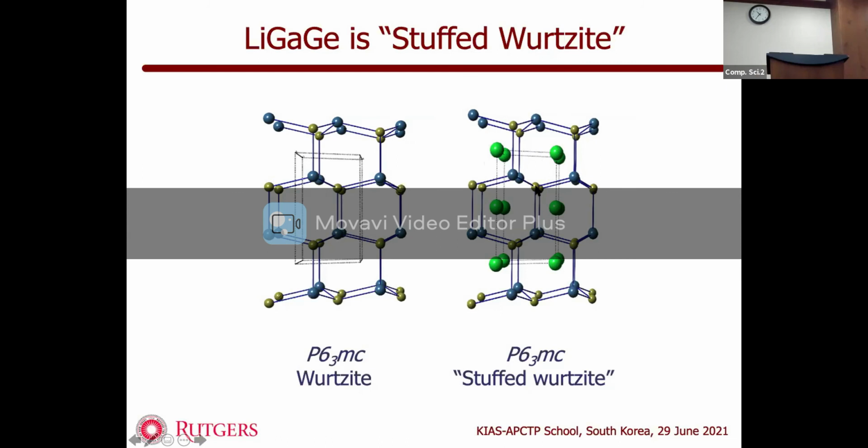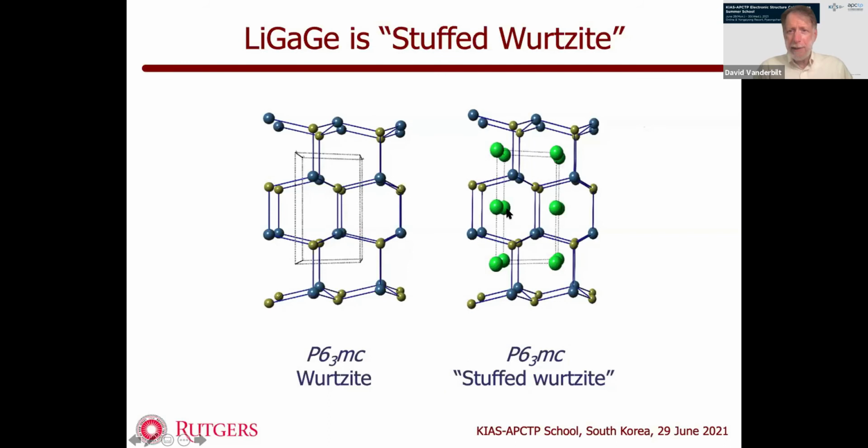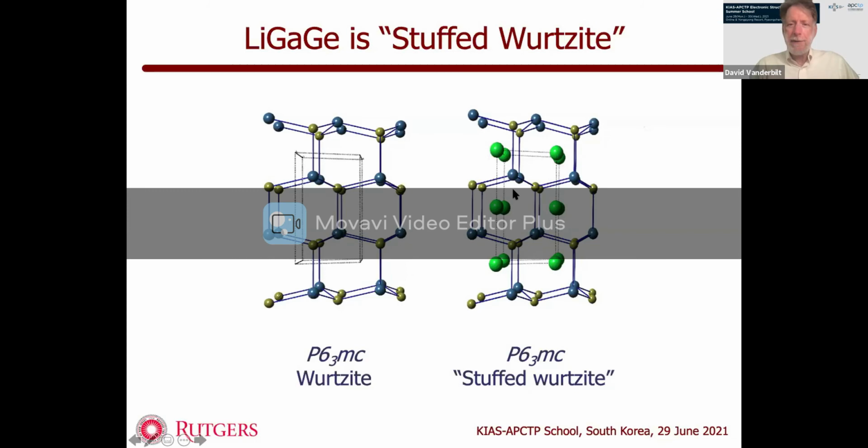And in many of these, the buckling is weaker so that it becomes possible to reverse the buckling by an external electric field, if it's an insulator. So if it's an insulator and if the barrier is not large, this could be a ferroelectric.